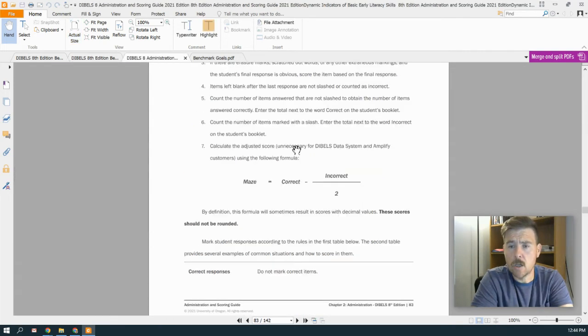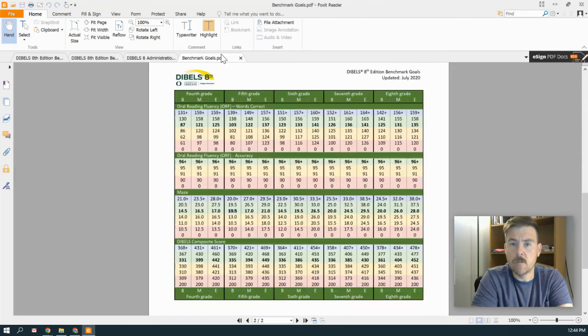From there, we take the number of incorrect answers, we divide it by 2, and we subtract that number from the correct answers to get our Maze score. That will maybe be a decimal. We do not want to round that decimal point. From there, you can find the benchmark goals.